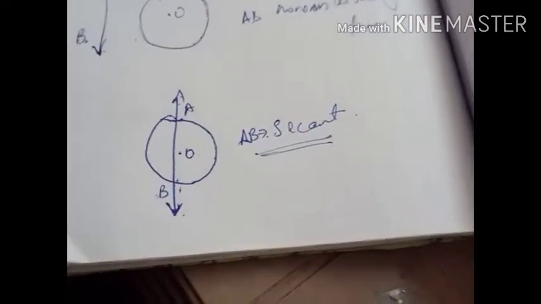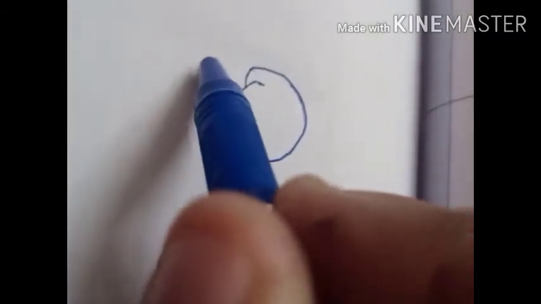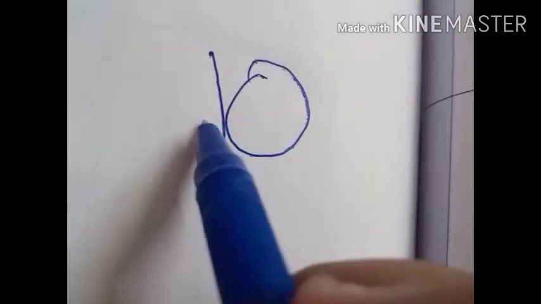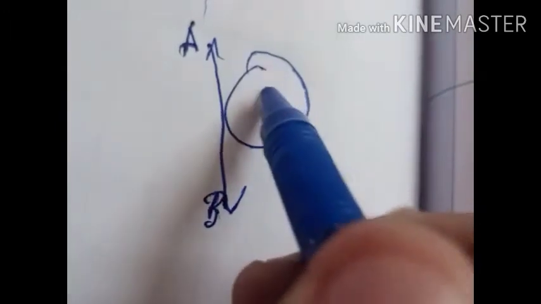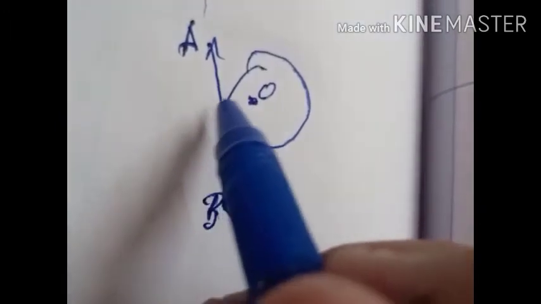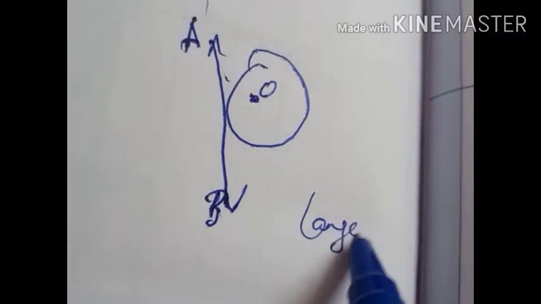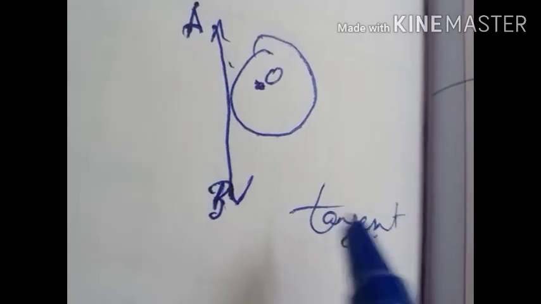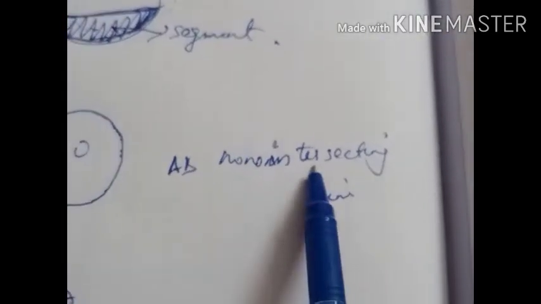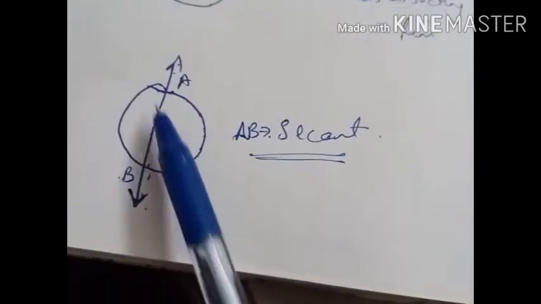The next is, if there is only one common point between a line and a circle, then this line is known as tangent. If there is no common point between line and circle, it is known as non-intersecting line. If there are two common points, then it is known as secant. If there is only one common point for a circle and a line, then that line is known as tangent.